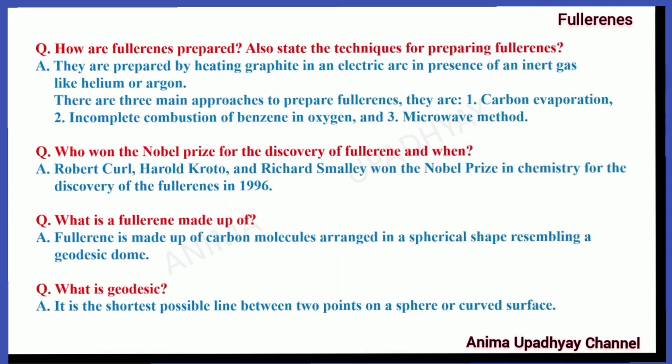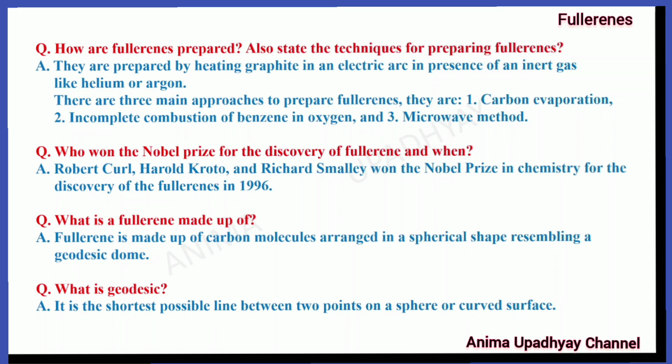How are fullerenes prepared? Also state the techniques for preparing fullerenes. They are prepared by heating graphite in an electric arc in presence of an inert gas like helium or argon. There are three main approaches to prepare fullerenes. First is the carbon evaporation method, second is the incomplete combustion of benzene in oxygen, and third is the microwave method.